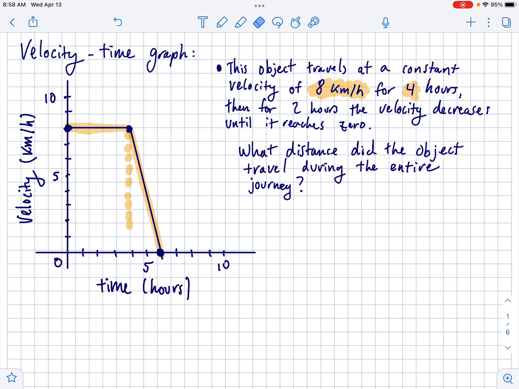So the distance that the object traveled is going to be essentially the area underneath this curve. Because if you travel at 8 kilometers per hour for 4 hours, the distance that you traveled is 8 times 4, which is 32. So we're trying to find all of this area here underneath the curve. To be able to find it, we're basically going to split it into 2 different sections. We're going to take the first 4 hours as a rectangle, and then the last 2 hours as a triangle. So the distance traveled is going to be the area under the curve.